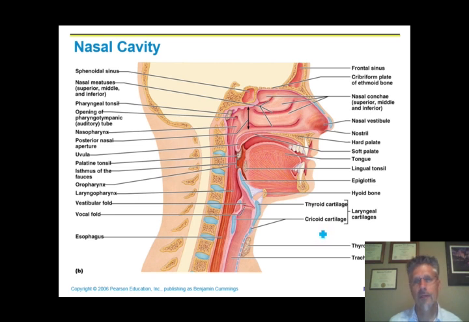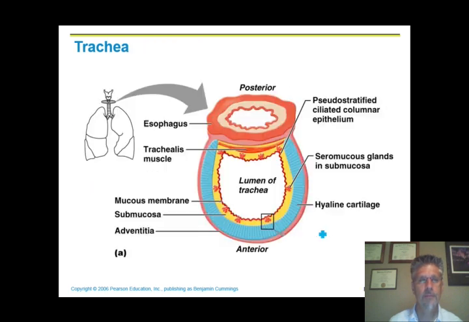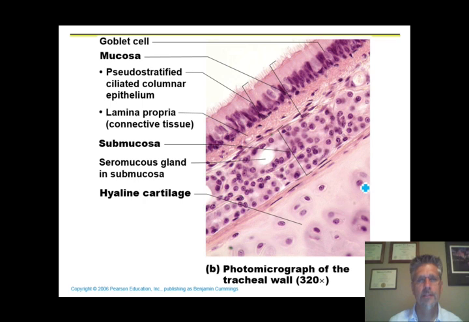So knowing the different anatomical parts, like we said, and their particular roles are going to be important. These figures in the textbook are very similar to models that you have in the lab that you'll be going through. We'll also be doing some microscope work, again looking at the cells and layers and tissues involved. In this case, pseudostratified ciliated columnar epithelium.